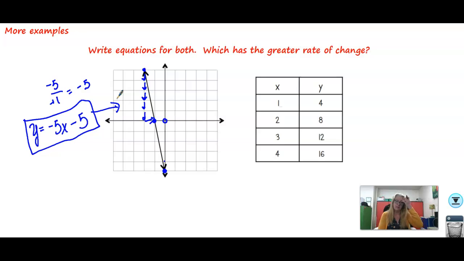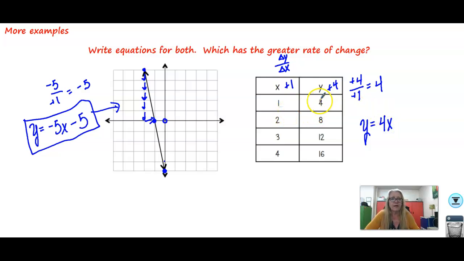Okay. Going over to the table, all right? I need a slope and a y-intercept. Remember, the slope is always the change in y over the change in x, right? How is x changing? X is going up by 1 each time. How is y changing? It's going up by 4 each time. So if I put the change in y over the change in x, the simplest way to write that is 4. So starting my equation, I have y equals 4x.